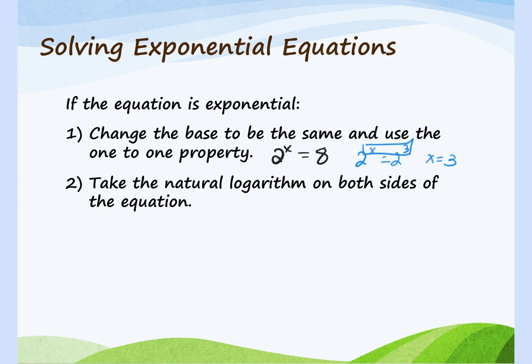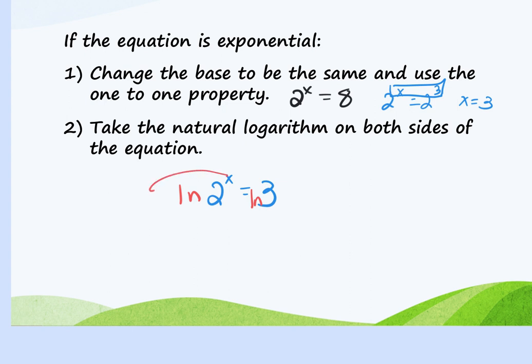The second happens if you cannot change the base to be the same. So if I had something like 2 to the x equals 3, for example, there is no way to rewrite 3 as 2 to the power of something. So for these, we turn ln into a verb. We are going to ln both sides of these equations. The exponent on the 2x gets bumped to the front. It would be x times ln of 2 equals ln of 3. And then we would divide both sides of the equation by ln of 2.